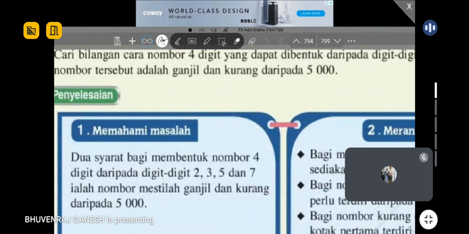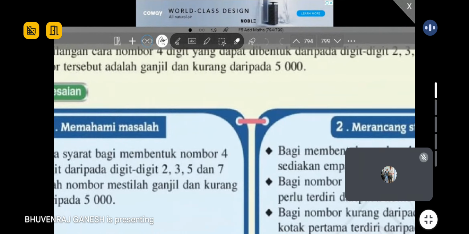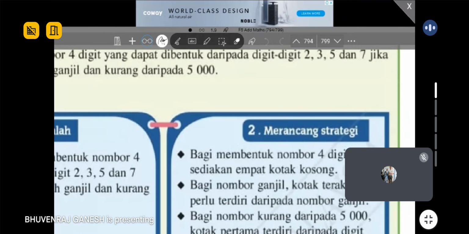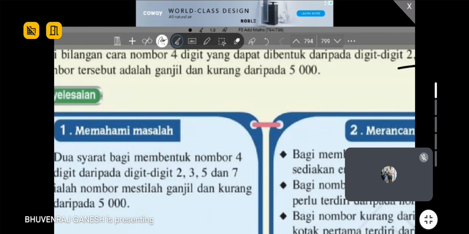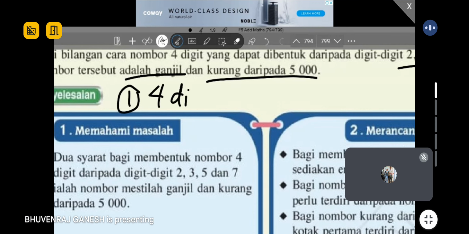Okay, guys. So they ask you how many 4-digit numbers we can form from all these 4 numbers, and it is less than 5,000. Okay, guys. When you see this kind of question, panic, right? Because got many syarat. Okay, first syarat, it must be 4-digit. Okay, so you must list down your limitation. So first one is 4-digit.